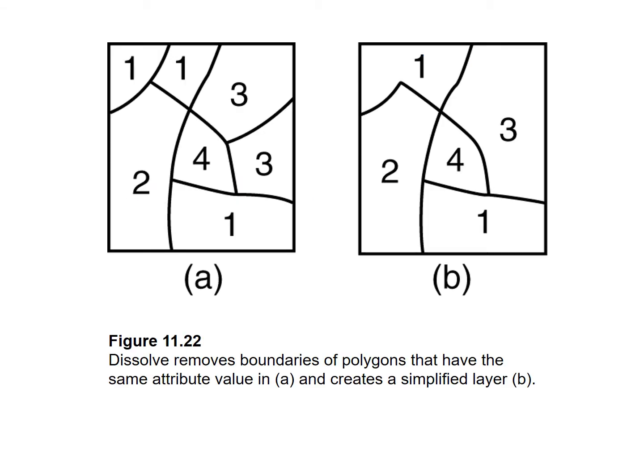This is an example of dissolving boundaries. You got ones that touch together and threes that touch together. When you dissolve the boundaries, you get a new polygon that is the combined 1 and the combined 3. But you notice there's a 1 in the bottom. It's because the ones don't have to be contiguous. They can be disjointed.